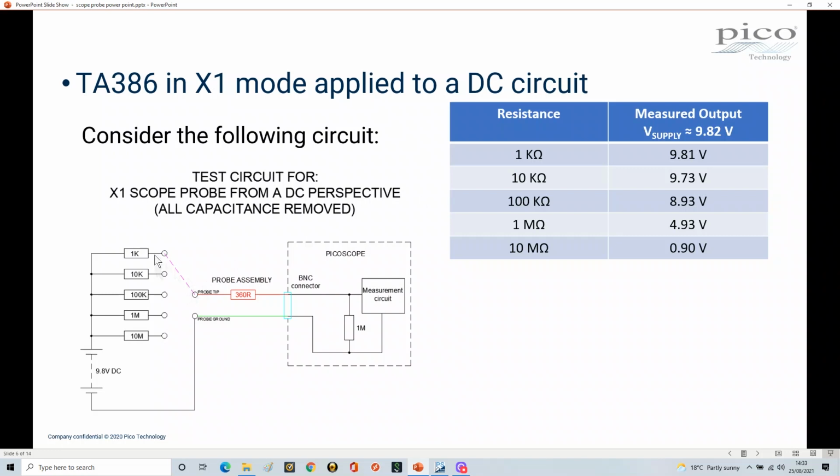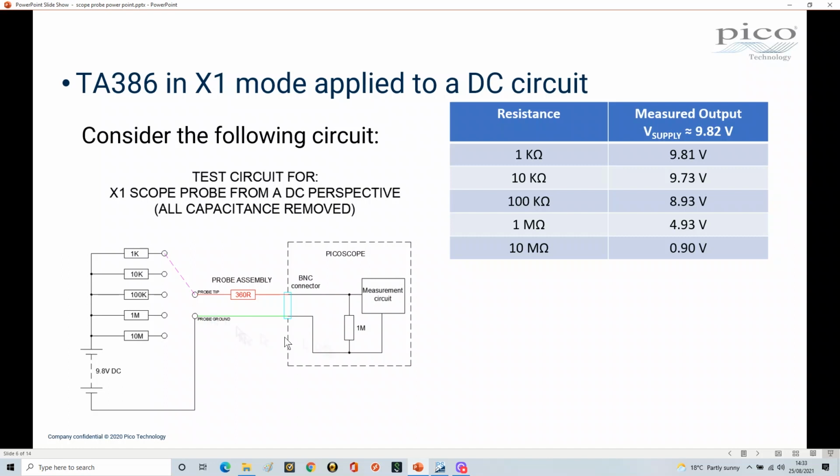So when you monitor at 1K, the voltage being seen by the picoscope, which is fundamentally at this point here, is 9.81 volts. And then similarly at 10K, we've got 9.72, 100K, 8.93, 1 meg, 4.93, and at 10 megs we've got 0.9. So this probe and picoscope, and particularly the picoscope, is actually interfering, creating a voltage divider network.